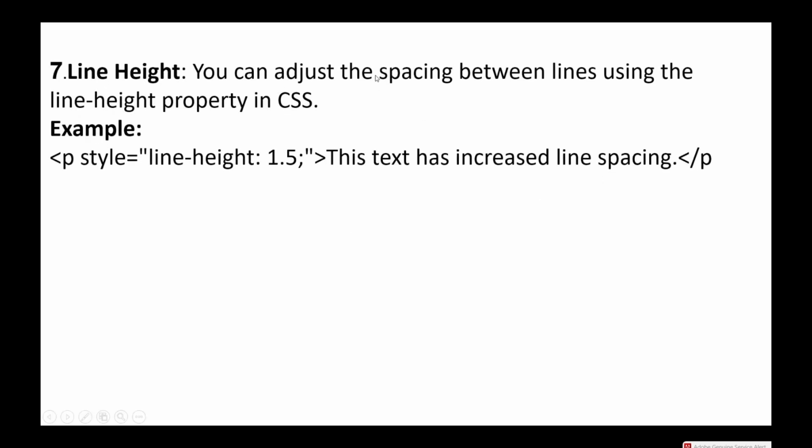Line height. You can adjust the spacing between the lines using the line-height property in CSS. Tag P style, use the property line-height, then the value. It may be 1, 2 up to 10. This text can increase the line spacing.